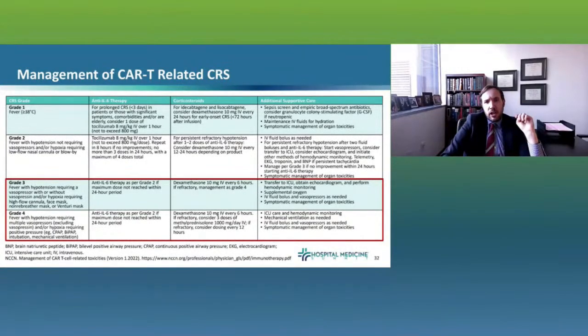But that's not a hard contraindication. Maintenance IV fluids, we all know this. And then symptomatic management of organ toxicities, we all know this. So grade 2, again, it's low threshold. That's when you're going to give the toci. Very low threshold to give tocilizumab.